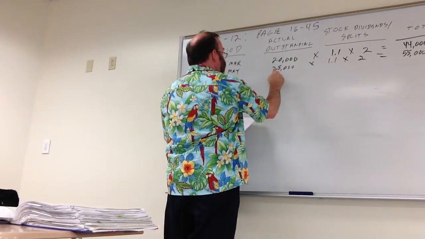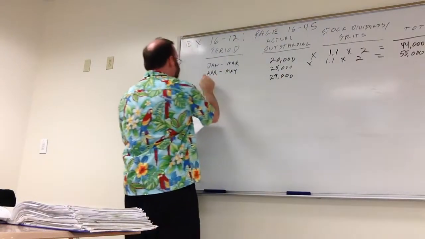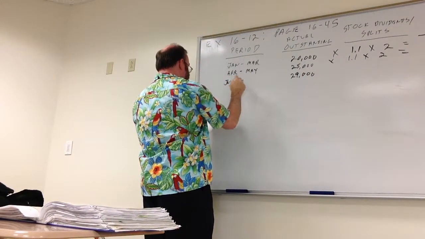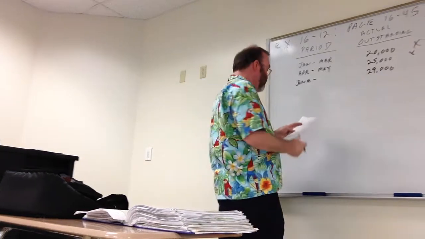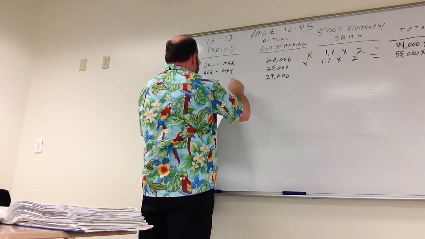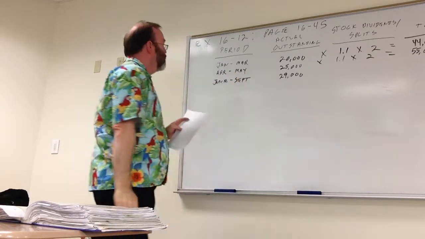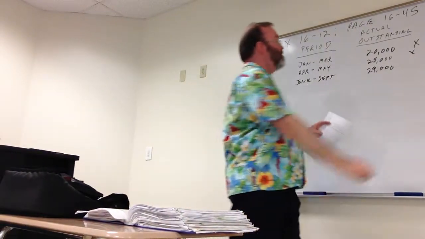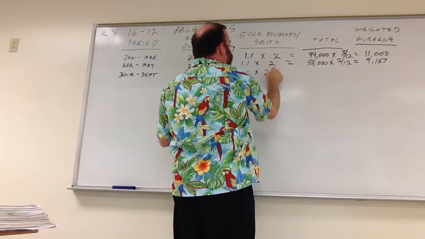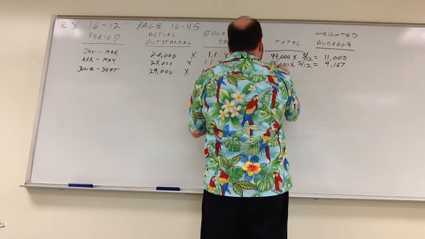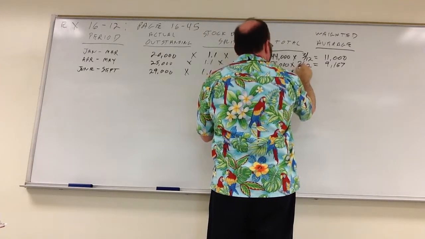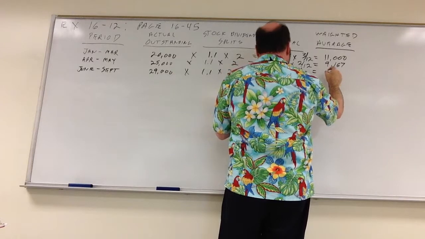On June 4th, we issued 4,000 shares of stock, bringing the actual to 29,000. And that's going to be the same until the beginning of October. So we'll do this till September. Multiply it by the 1.1 and the 2, and you get 63,800 for 4/12.